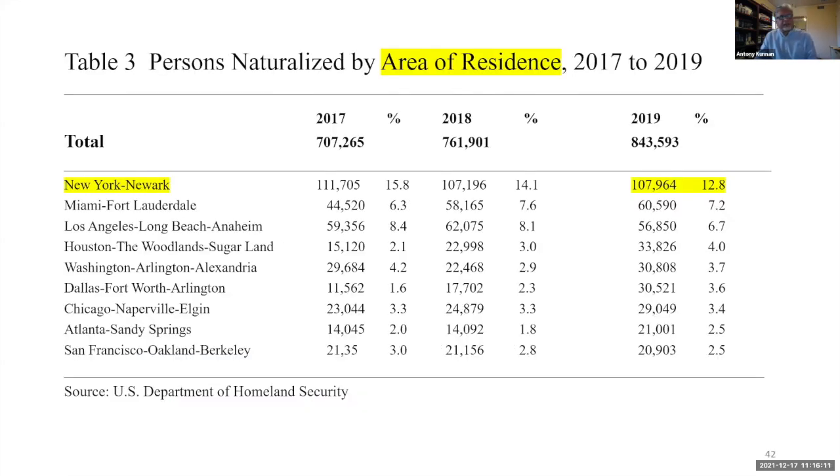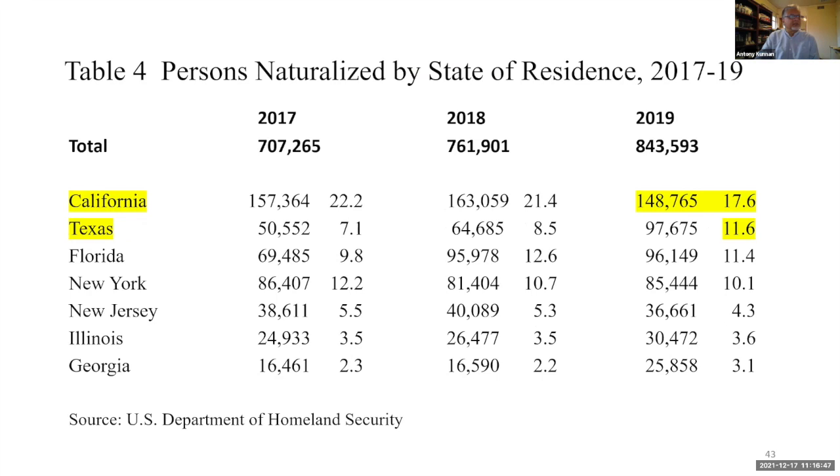The area of residence, most of them live in the New York, Newark area, although those numbers, percentages are coming down from 15.8 to 12.8. Miami, Fort Lauderdale is 7%, Los Angeles, Long Beach, Anaheim is 6.7, coming down there again from 8.4, and so on. The biggest increase, as you can see, is in Texas, both in Houston and in Dallas, in the Houston area and the Dallas area. Person naturalized by state of residence is still California, 17.6%. It's come down. Texas is on its way up.